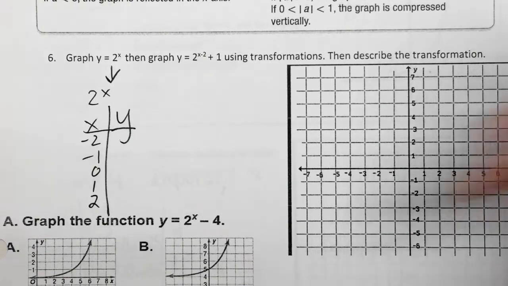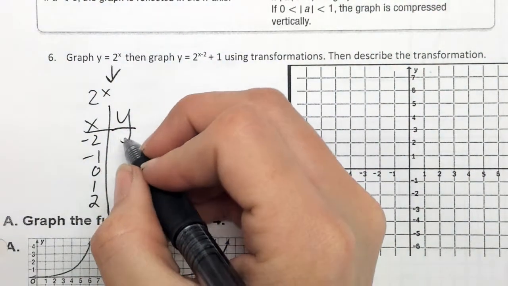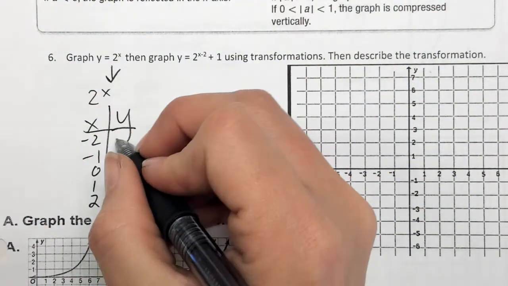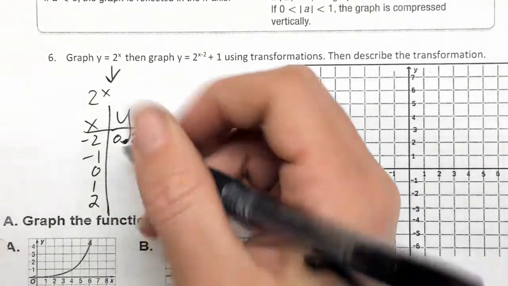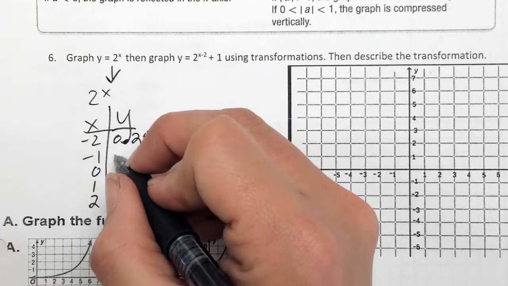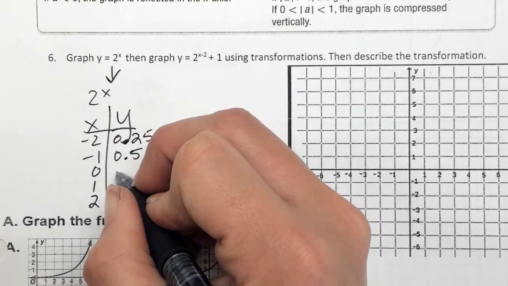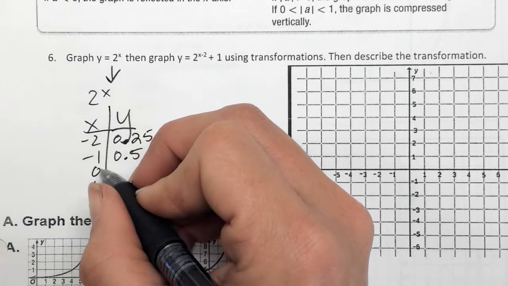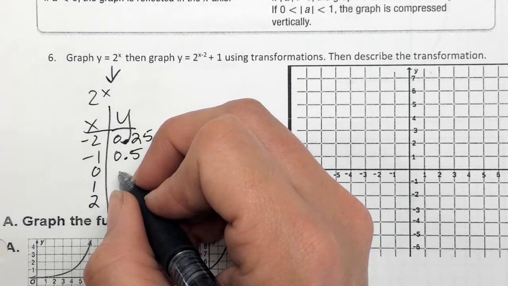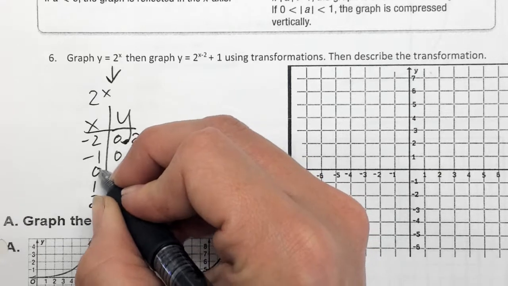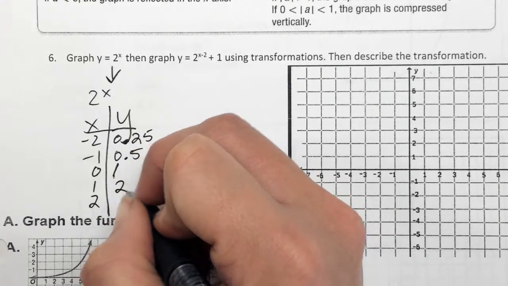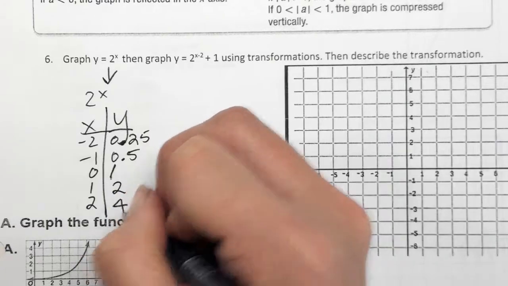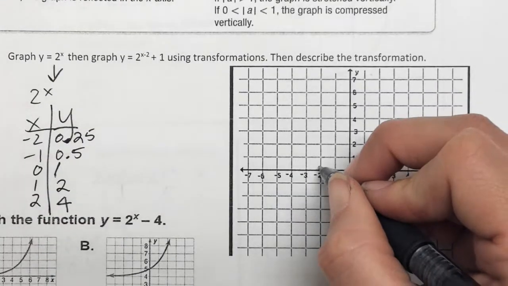Alright, we can get through these pretty quickly. Antonio, what'd you get for the negative 2, the y value? 2.5. Good. Kelsey, the next one? 45. Miles, next one? What's the y value for 0? 1. Okay, Darian, next one? 2. And Camden. 4. Alright, and then the graph should look like this.